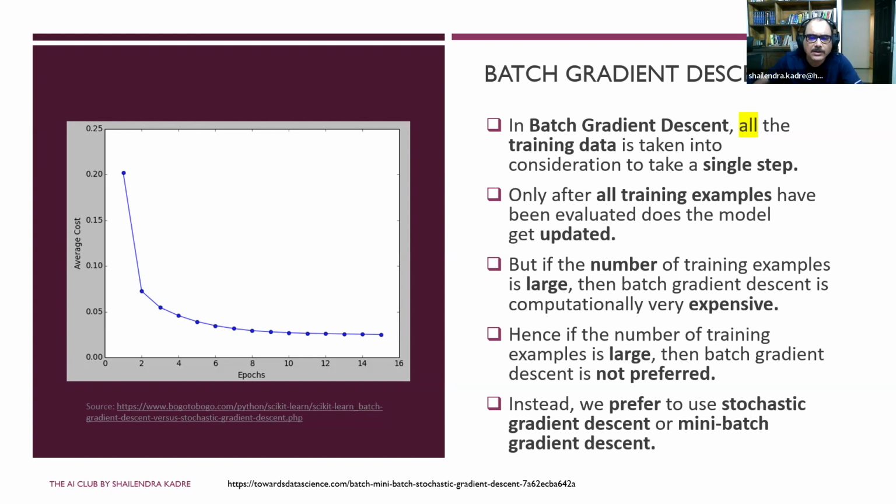So the curve is smooth. But this batch gradient descent is not feasible for large data sets for the reasons I have explained to you. So what are the alternatives? The alternatives are two: either use stochastic gradient descent or use mini batch gradient descent. We'll see both of them, what they are.